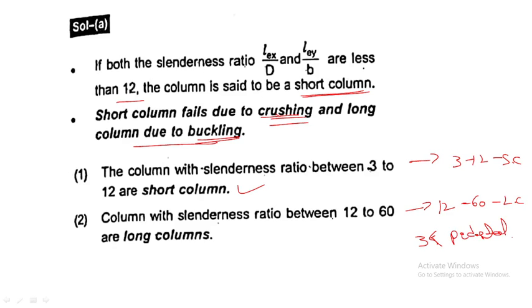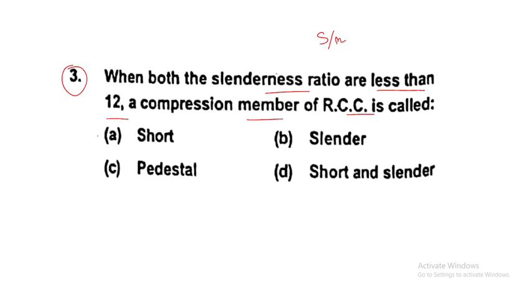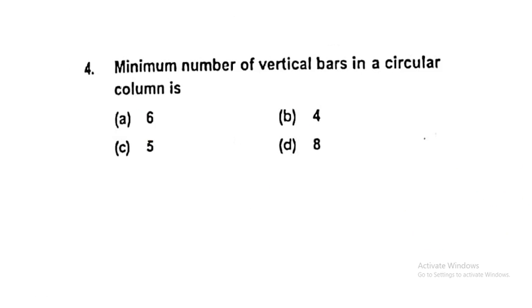Okay, so that we call it a pedestal. So the answer for this question is 12. Next question. Minimum number of vertical bars in a circular column. How many? 6. So in circular it is 6. In square it is 4.